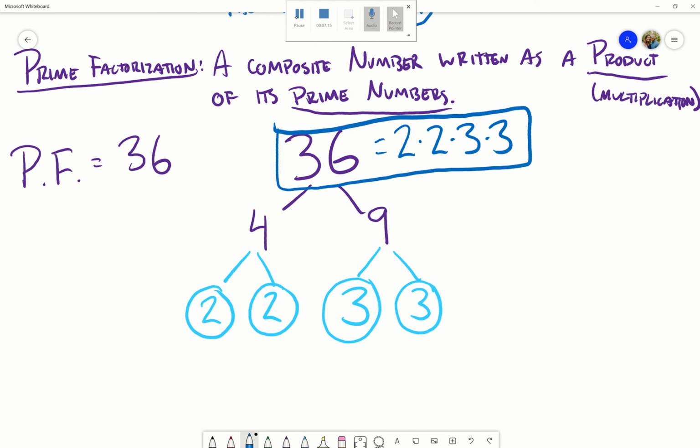Another way we can write 2 times 2 is 2 squared, and 3 times 3 is 3 squared. Do you remember when we did our exponents? So we could say 36 equals 2 squared times 3 squared. Either one of those will be okay, and I'll accept either one. I'm not looking for any one specific way. All right, so that would be breaking down 36.